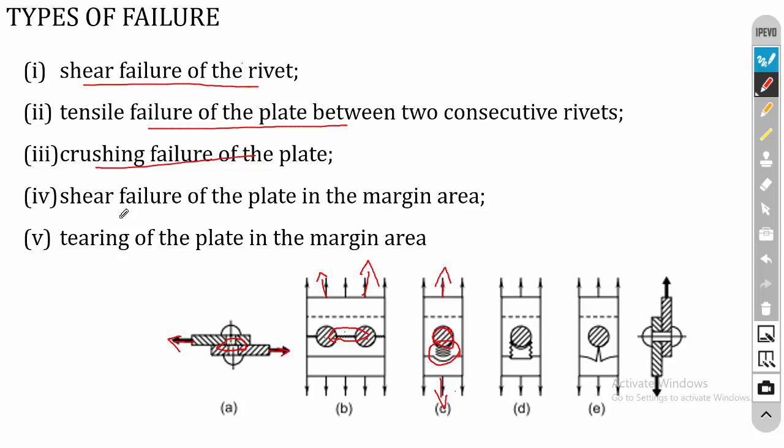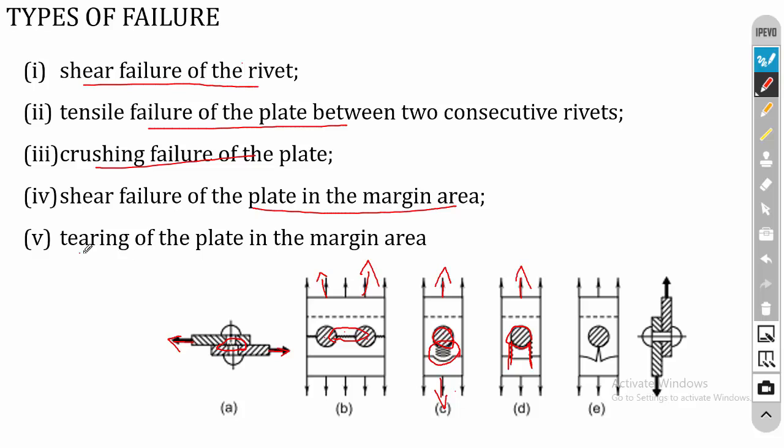And the fourth one is shear failure of the plate. Here, because of this rivet, when the load is applied, there is a possibility for direct shear in the plates like this. So the plate may crack in this direction. So that is the fourth possibility: shear failure in the plate in the margin area.